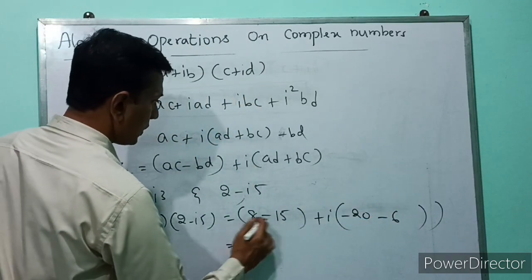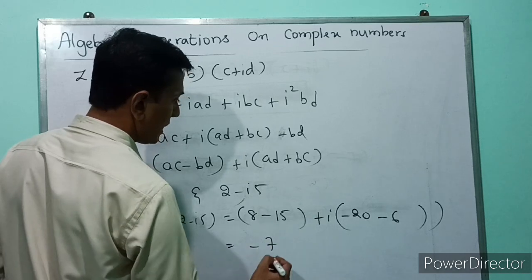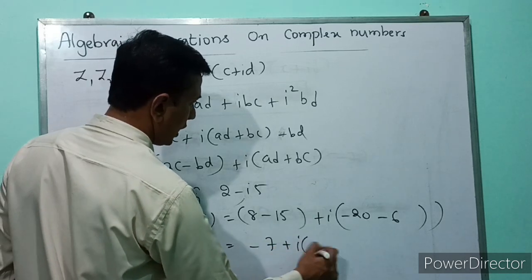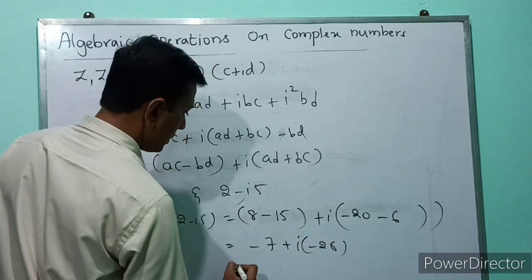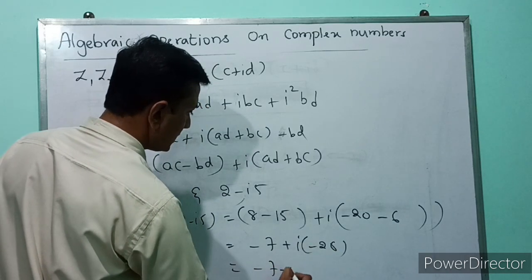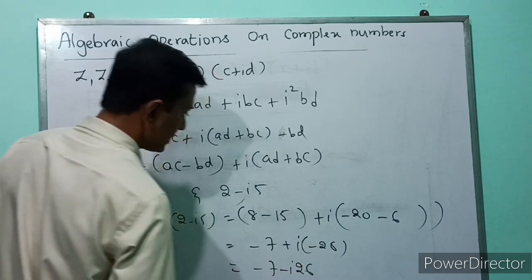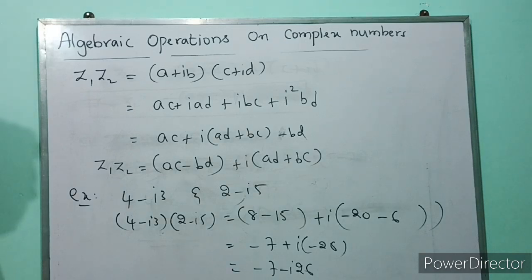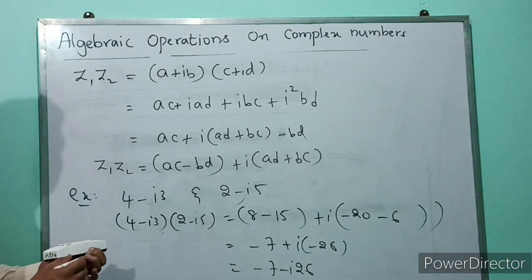Minus 6. So 8 minus 5, 15 minus 7, plus I into minus 26. So minus 7 plus I into minus, minus. So 26 I, or 26I. So this is the product of two complex numbers.